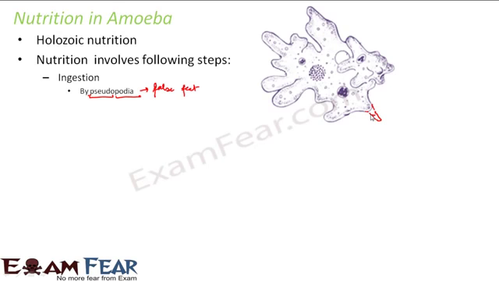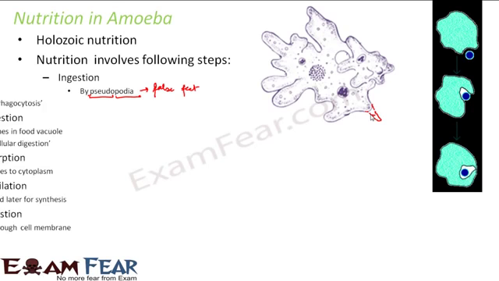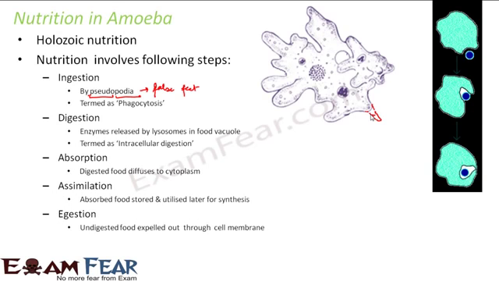So wherever there is a food particle, the cytoplasm will extend and enclose the food. That is how the intake of food will take place. This process is known as phagocytosis. So intake of food by amoeba with the help of the pseudopodia is known as phagocytosis.